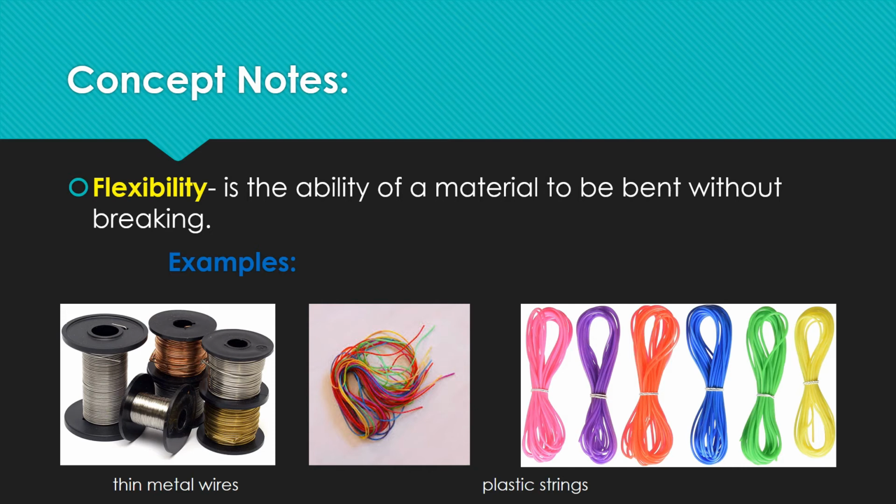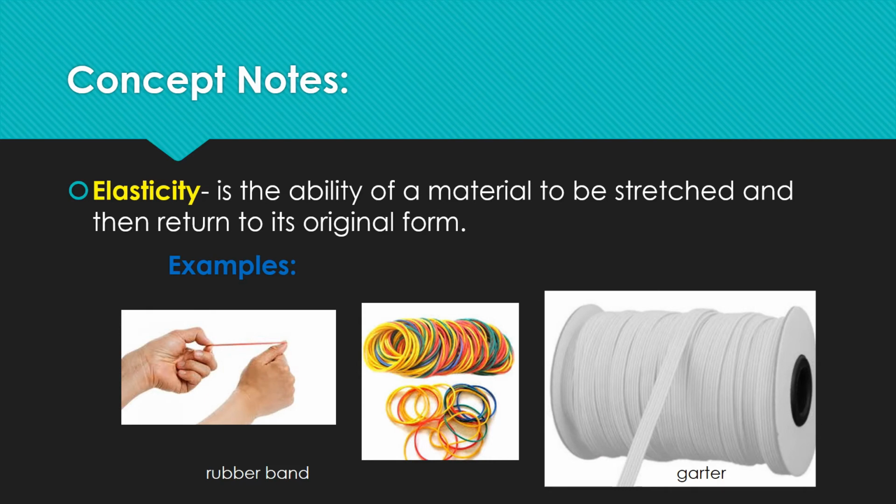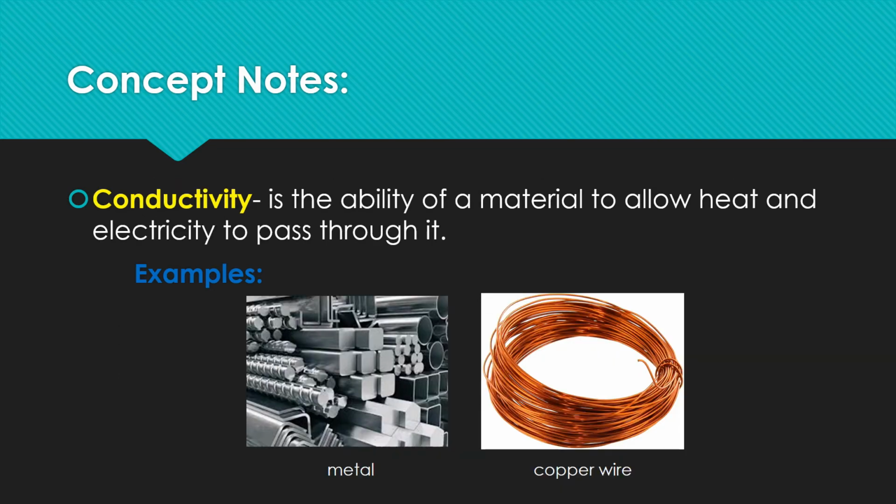Flexibility. This refers to the ability of a material to be bent without breaking. Examples are thin metal wires, plastic strings. Elasticity is the ability of a material to be stretched and then return to its original form. Examples are rubber band and a garter. Conductivity is the ability of a material to allow heat and electricity to pass through it. Examples are metal and copper wire.